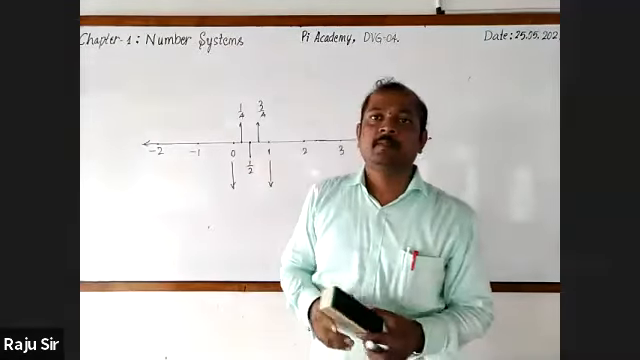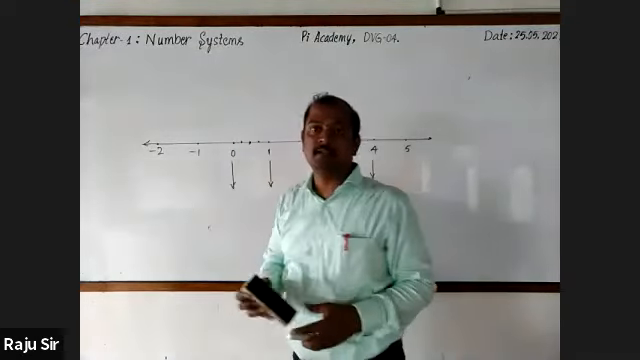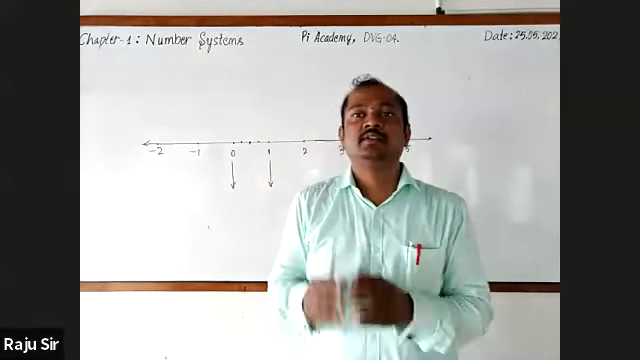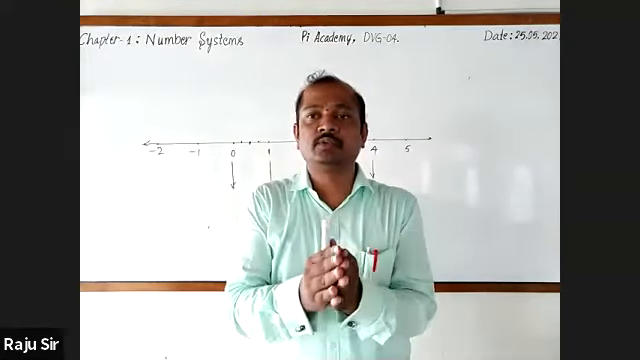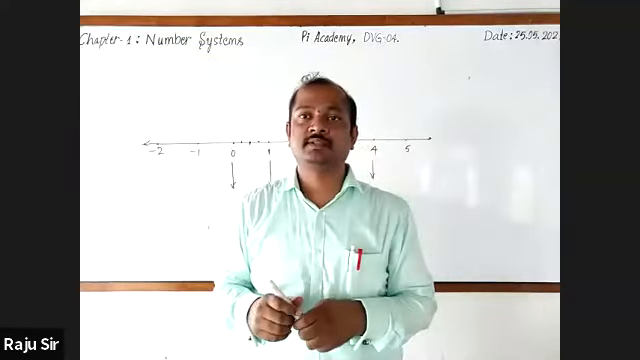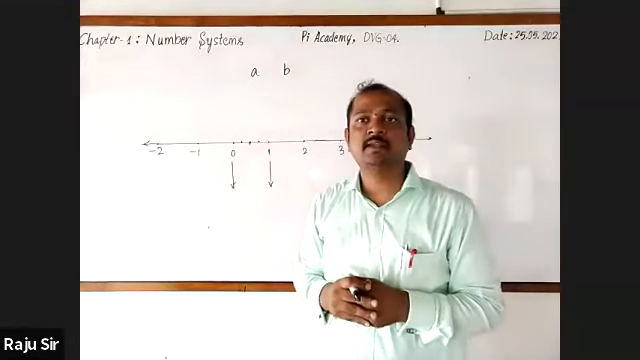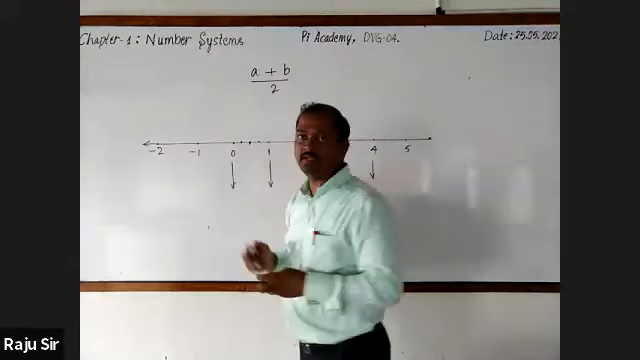Dear students, you all know how to find the midpoint of rational numbers, which you have learned in your previous class. You learned how to find the mean of two numbers. If A and B are the two numbers, what is their mean? A plus B by 2. You are right. It is A plus B by 2, right?